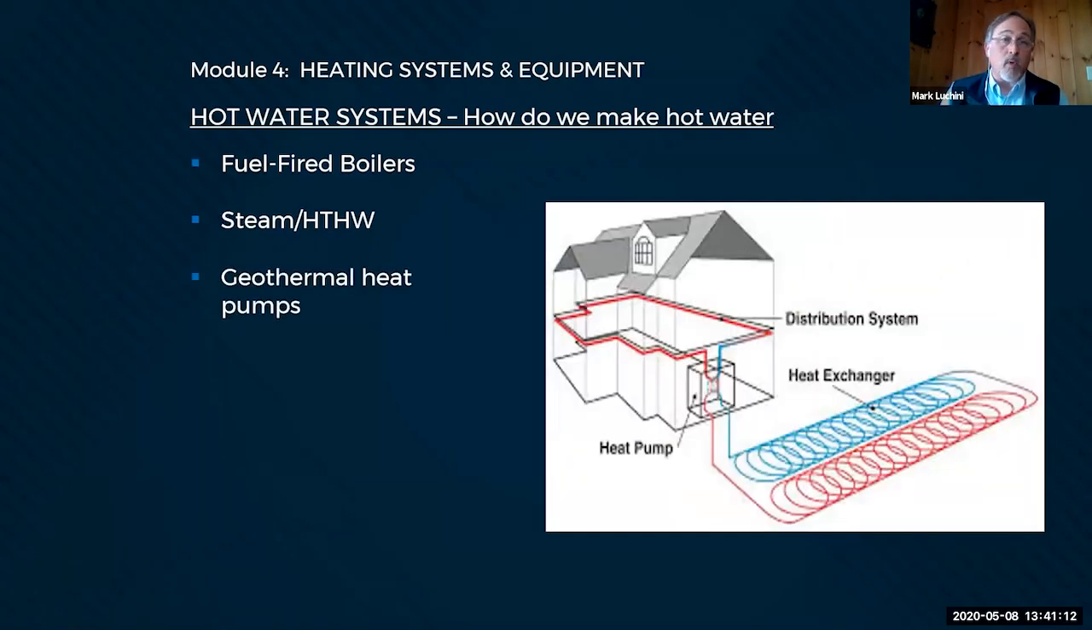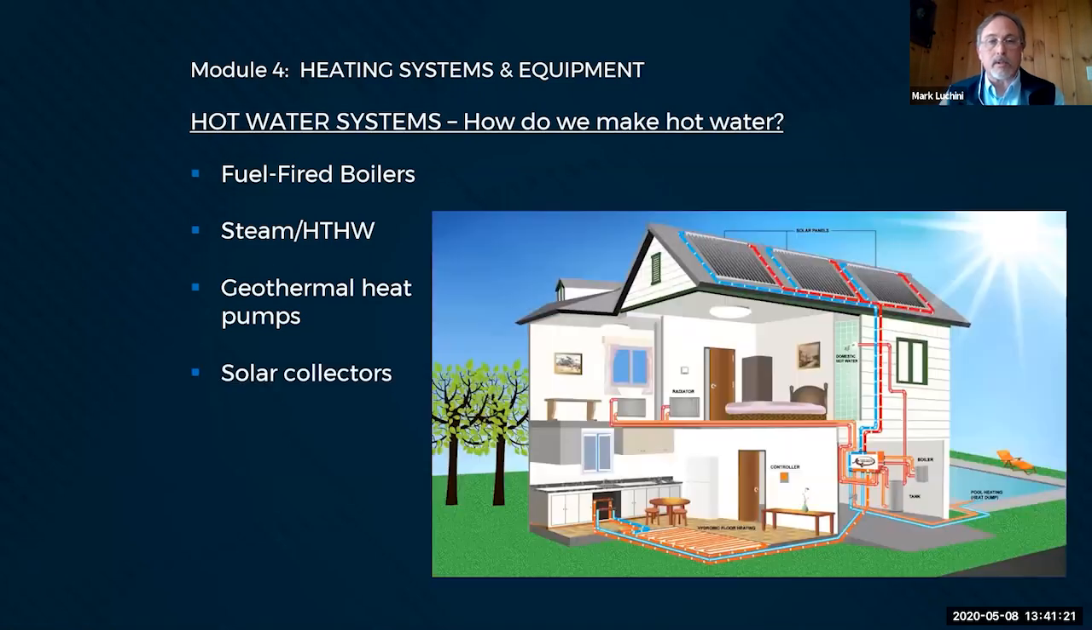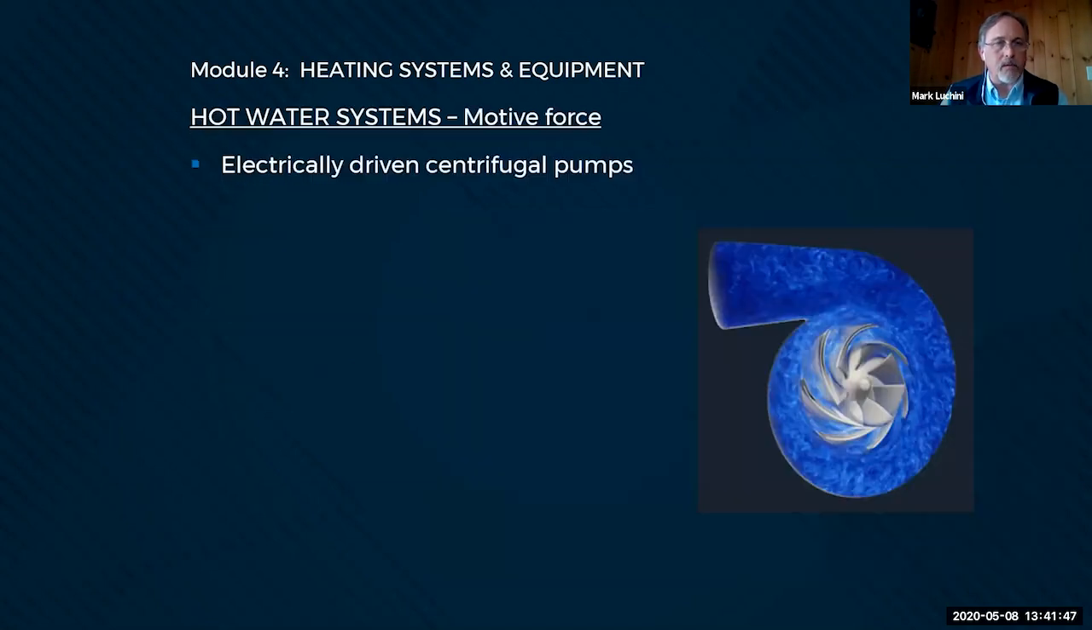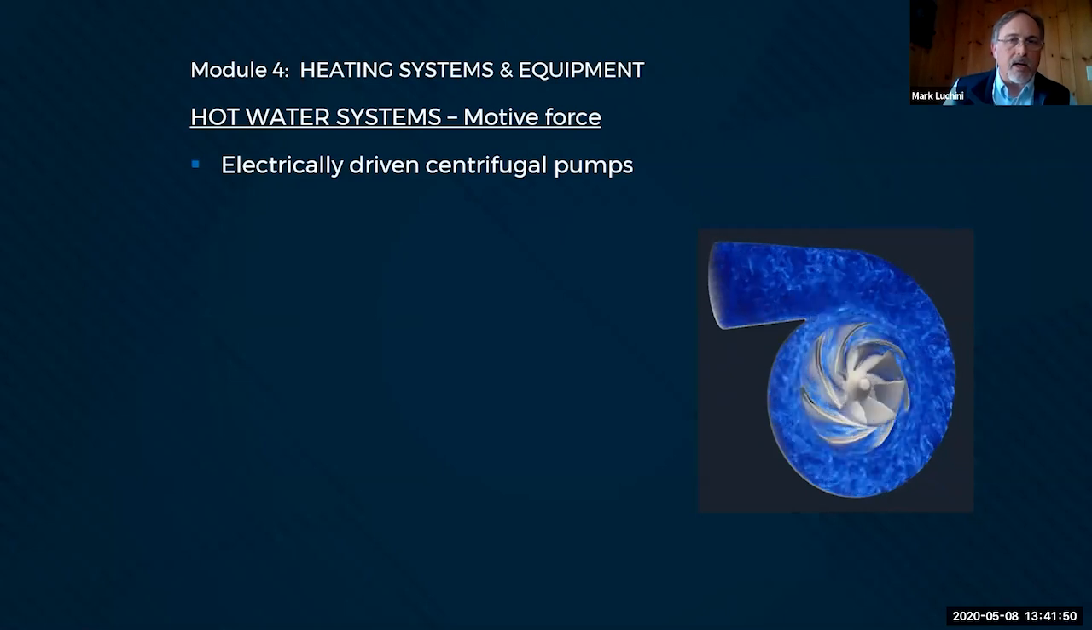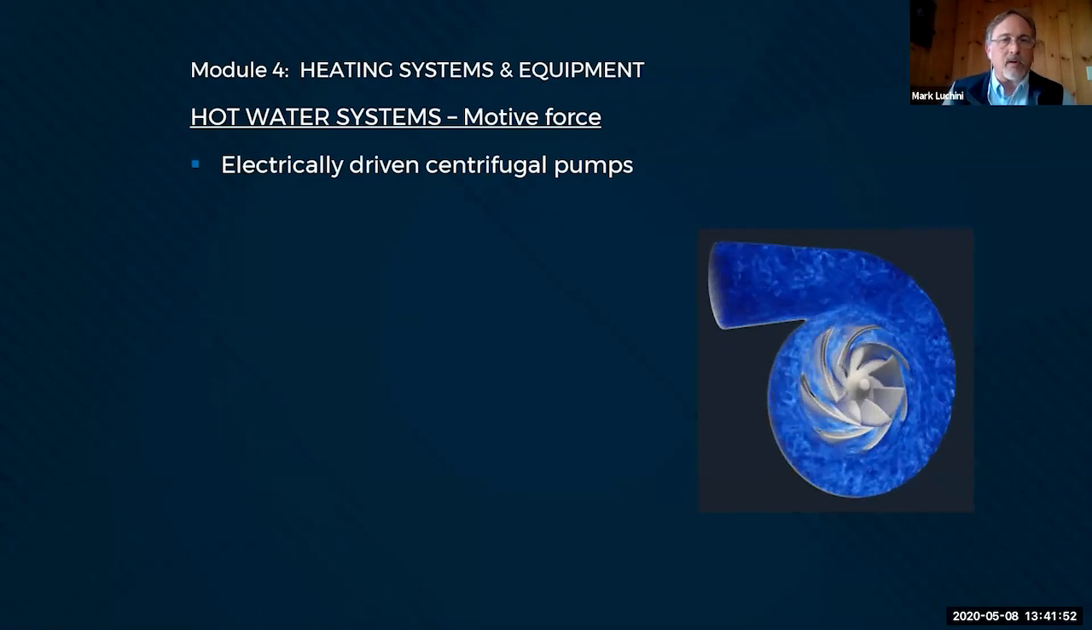We can use geothermal heat pumps to make hot water. Like I said, we can pull the energy out of the earth if we have to. Solar collectors is another method. This is an active solar system. All it is is a bunch of black pipes on the roof. They get really hot. You can make hot enough water to heat your house, make domestic water, all that stuff. These are a lot more popular in the southern part of the country than they are here, for obvious reasons.